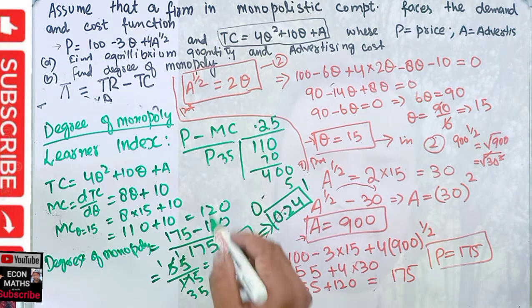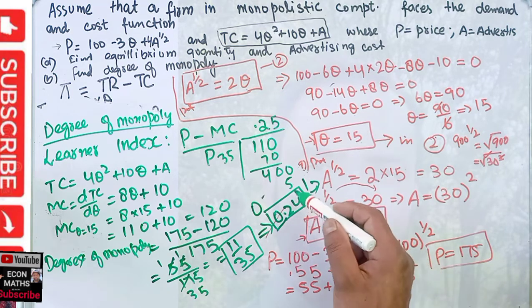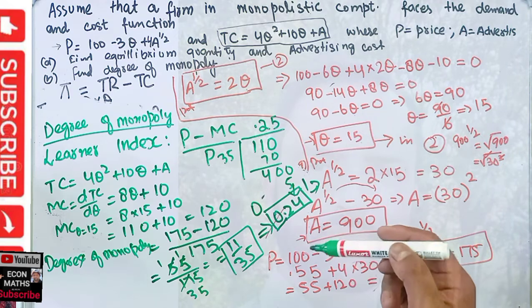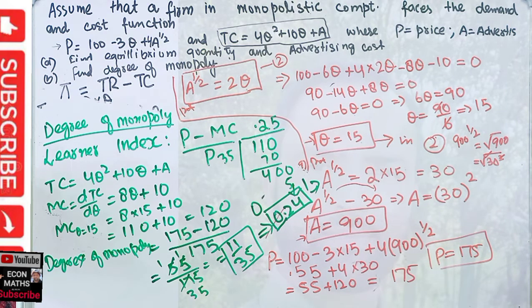So the degree of monopoly which we got here is 0.24. I am not sure about the second decimal, but it is like 0.24, and it shows us how much markup the firm is charging above its marginal cost as a proportion of its price.